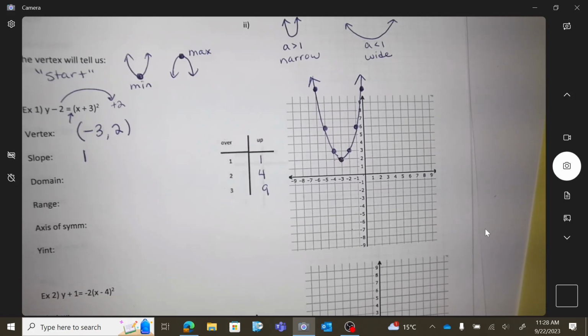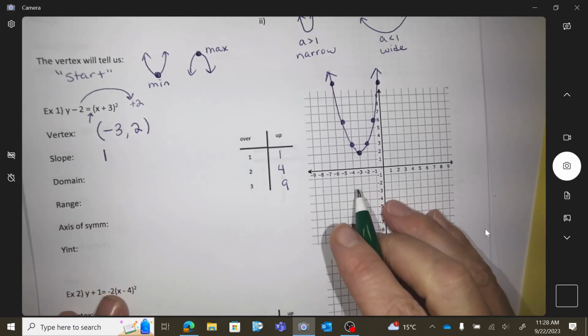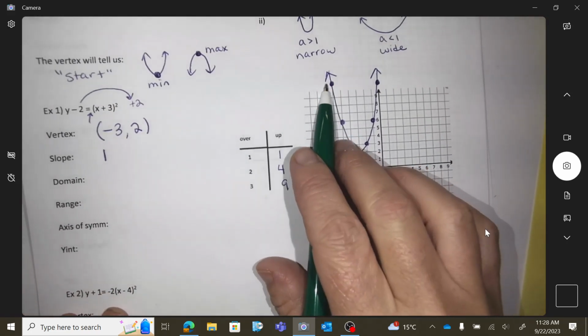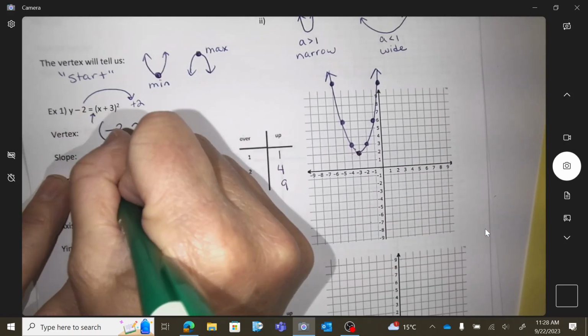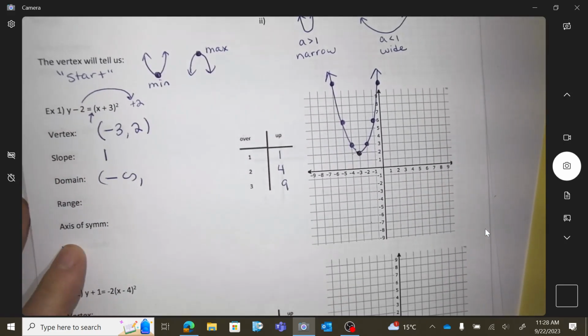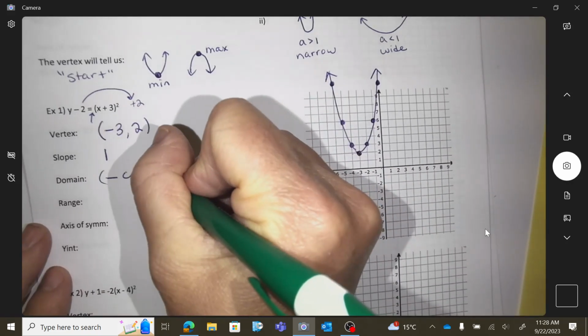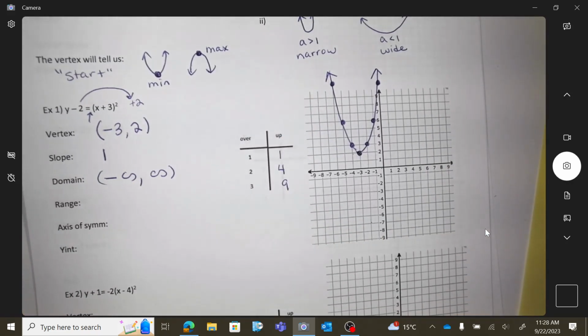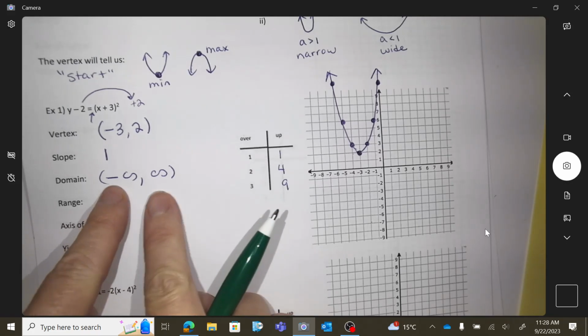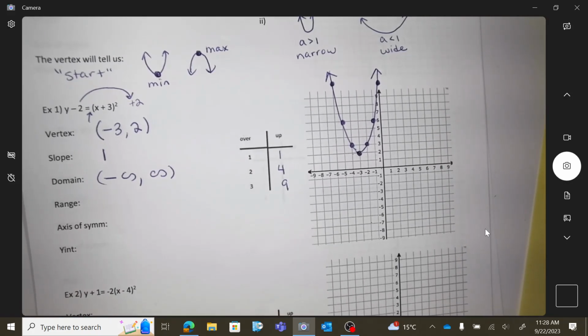Okay, what is the domain? So what is the left to right movement of this graph? How far left would this be going? Negative infinity. To how far right? Positive infinity. Okay? You have to write it like that. I get people who flip-flop these and then they get it wrong. It's like reading a book. Left to right. That's how you read on the page.